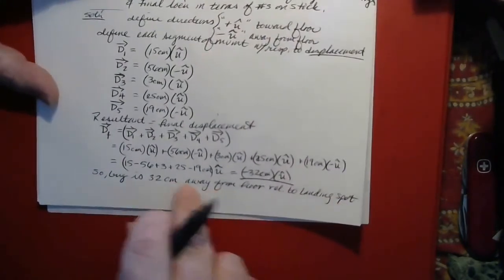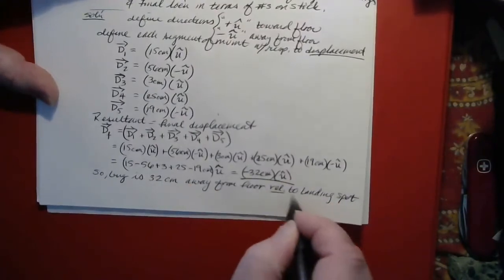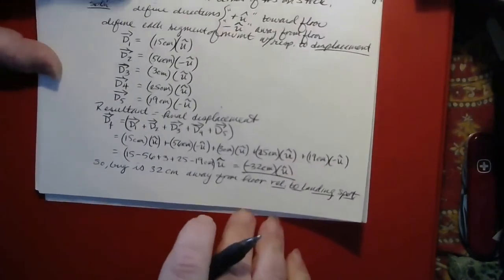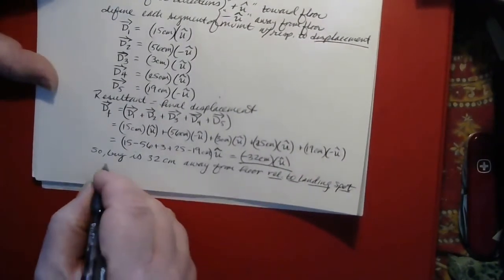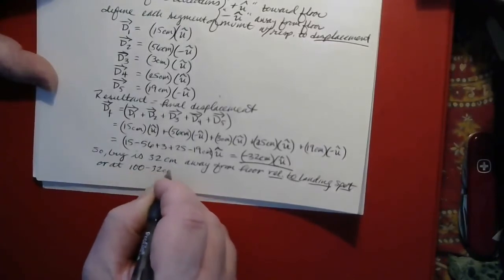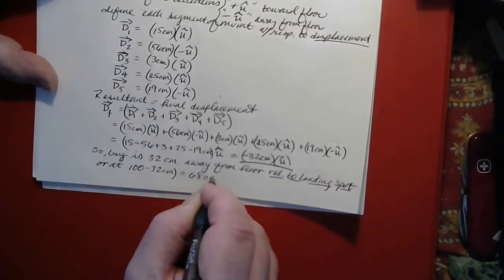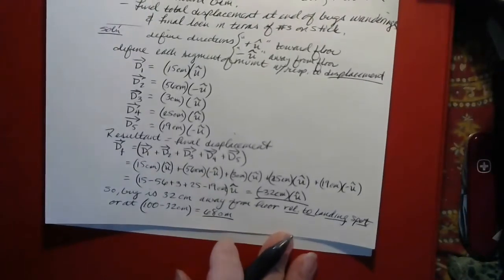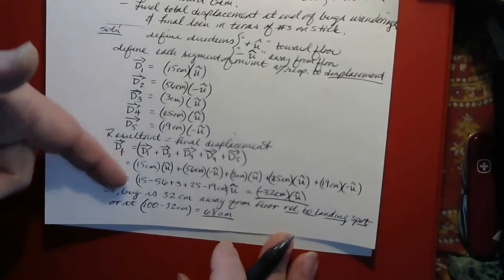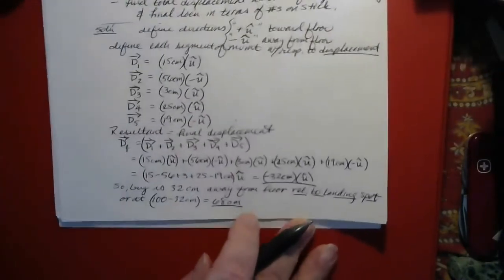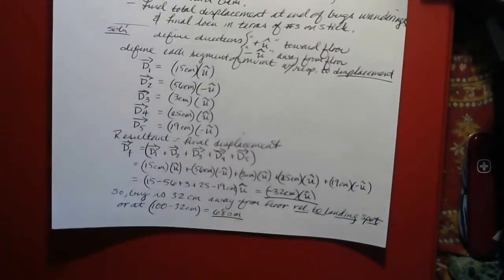But that's relative to where it began. Where it began was the 100-centimeter spot. And it's 32 centimeters toward the zero from that. And so 100 minus 32 would be 68 centimeters. That's where the bug ends up. All right. Oh, that's fun.